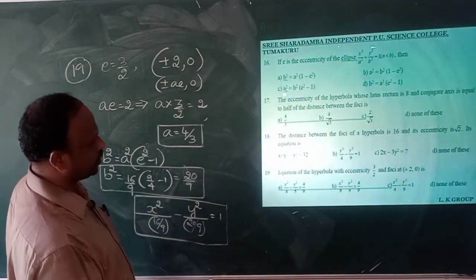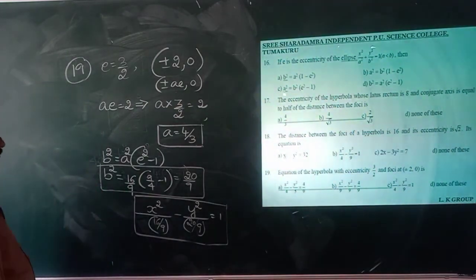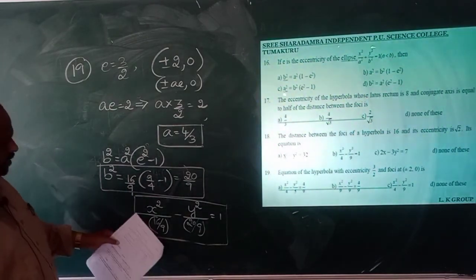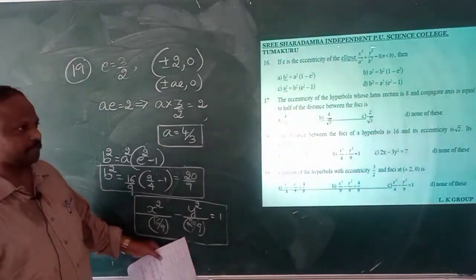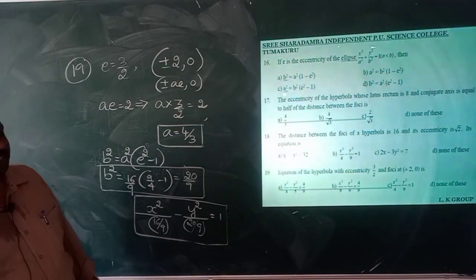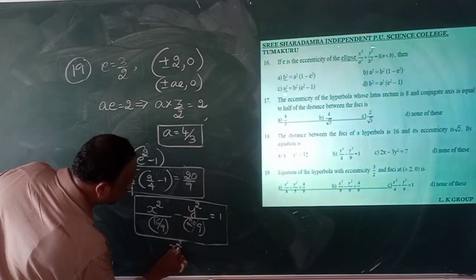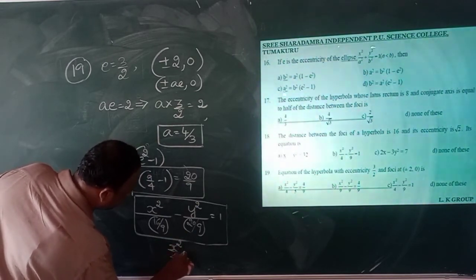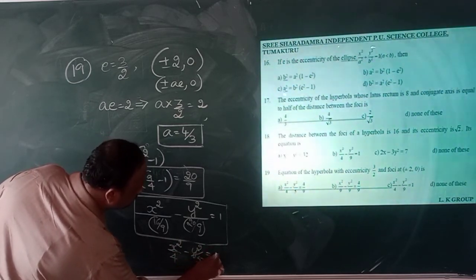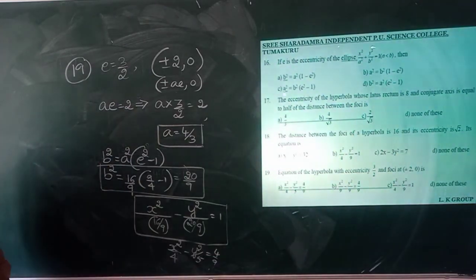For option A, if you multiply 9 by 4, you will get x square by 16 by 9, y square by 20 by 9. Option A is the correct answer. That is, you can simplify this as x square by 4, y square by 5 is equal to 4 by 9. Option A is the correct answer.